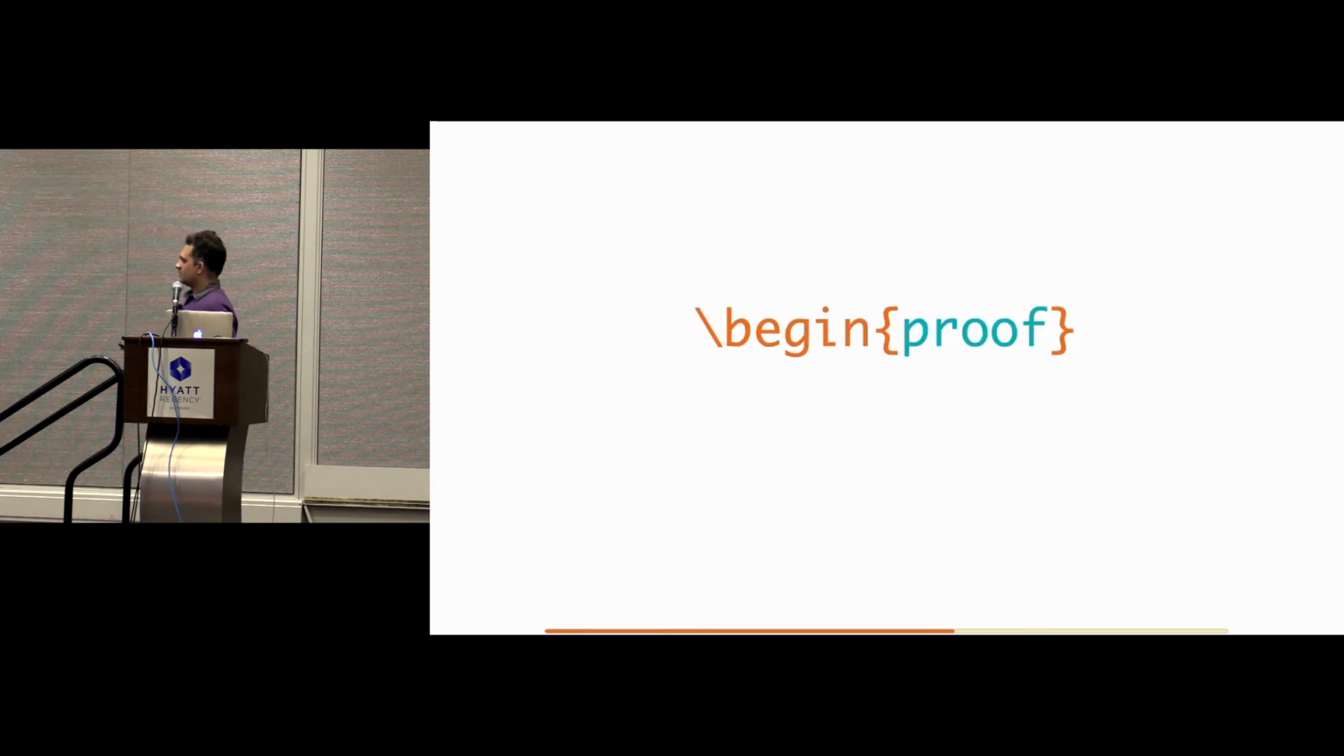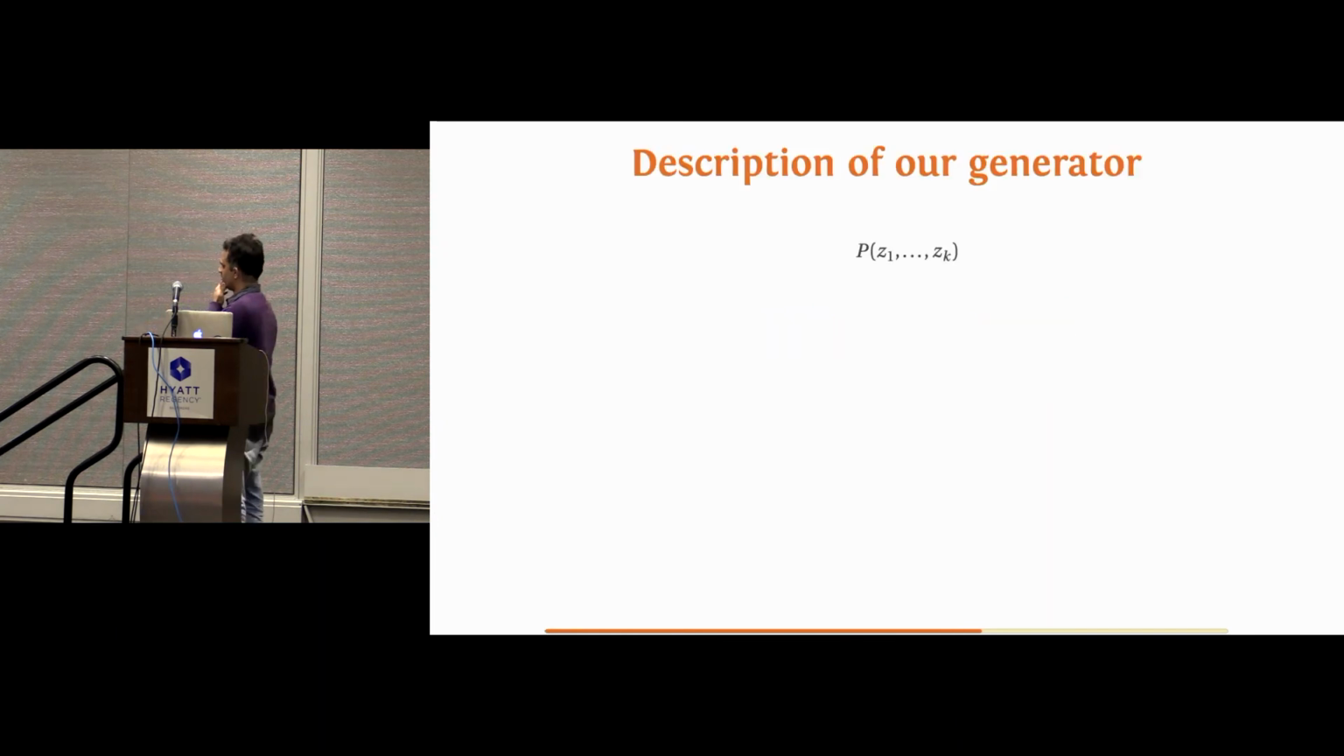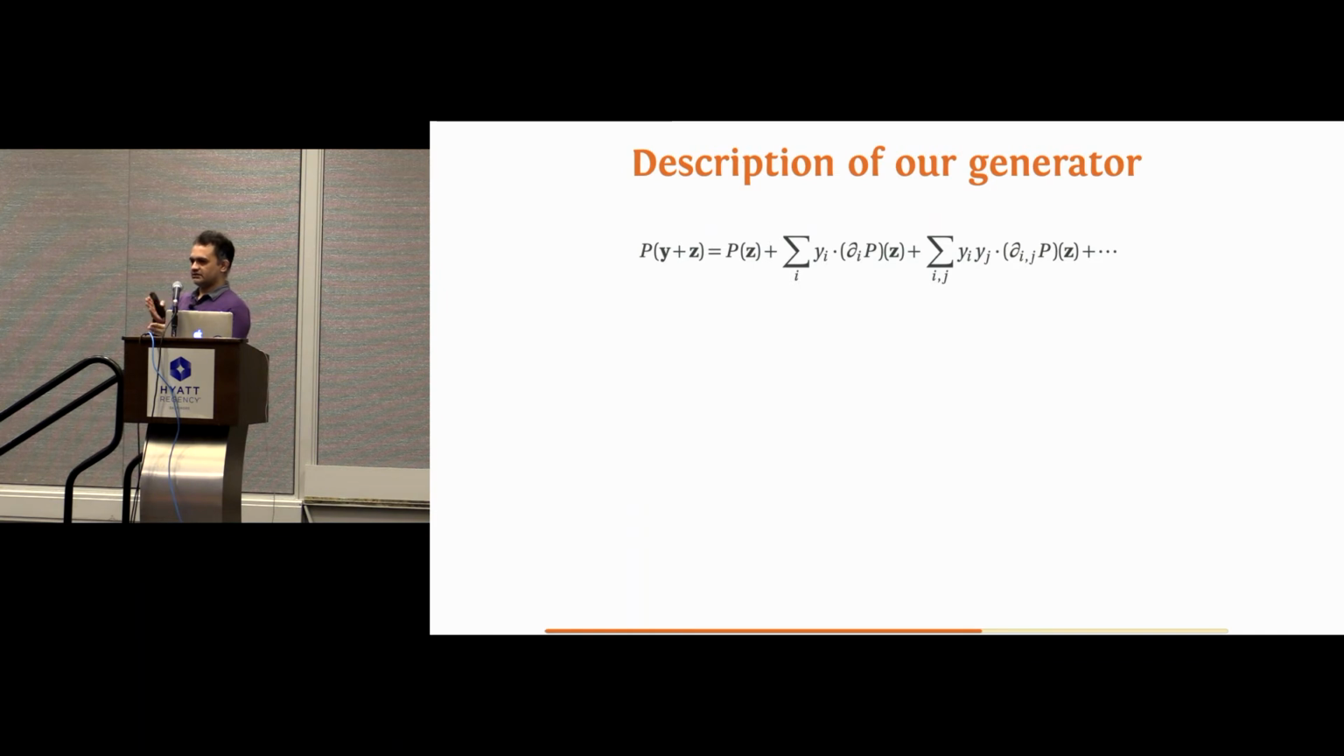Okay, so let me give a brief sketch of how the proof works. Let me first describe what the generator is. So this is our hard polynomial. What we are going to do is add up two sets of variables y and z and think of the Taylor expansion. Just expand this polynomial out into a whole bunch of terms. These are just the standard Taylor expansion around the point z.